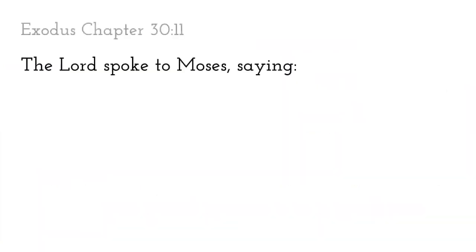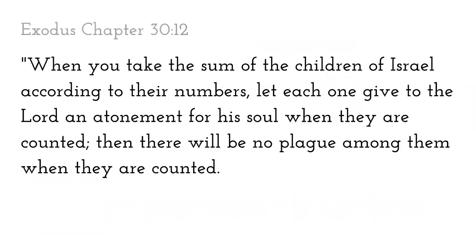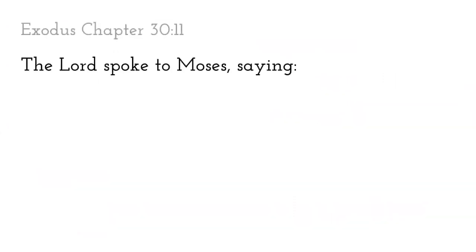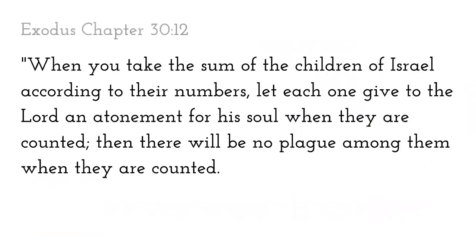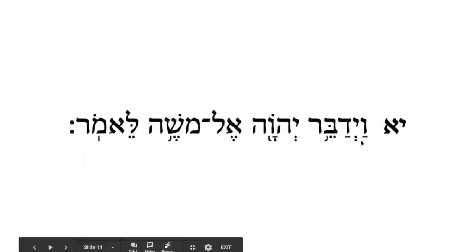Okay, so the first verse, let me read the English first again, just the first two verses though. The Lord spoke to Moses, saying, when you take the sum of the children of Israel according to their numbers, let each one give to the Lord an atonement for his soul when they are counted. Then there will be no plague among them when they are counted. Okay, so this, remember, this is Vaydaber, and he spoke, right?